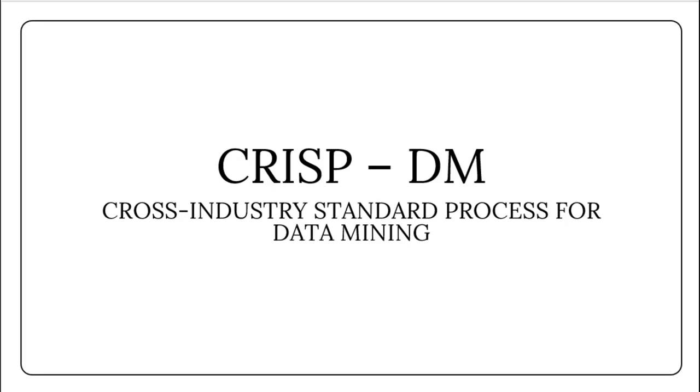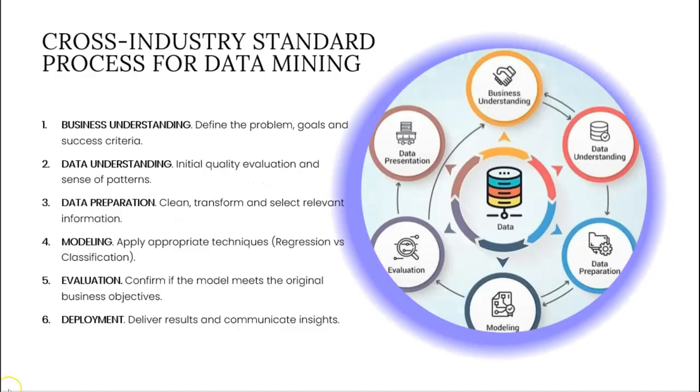CRISP DM methodology for data mining. It stands for Cross-Industry Standard Process for Data Mining. CRISP DM guides data projects from understanding the business problem to deploying a solution and consists of 6 steps. The first is business understanding, in which the data analyst works with stakeholders to define the problem, goals, and success criteria. This ensures the analysis is aligned with business needs.